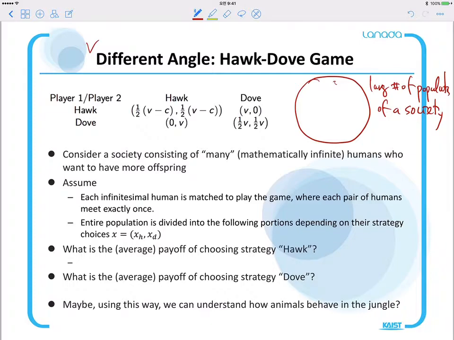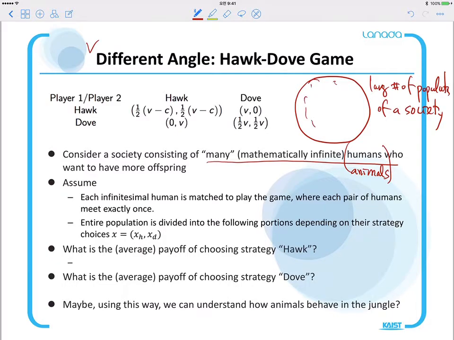And this society consists, as I mentioned before, of many humans or animals, if you like, who want to have more offspring. So in order to have more offspring, they need to share a larger resource. I mean, that's the sort of game that we're looking at in this hawk and dove game.